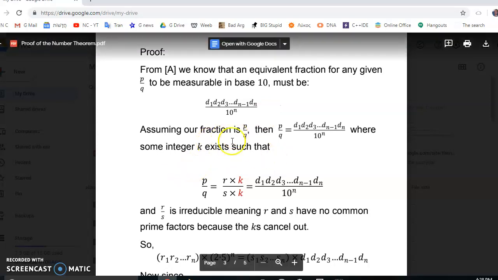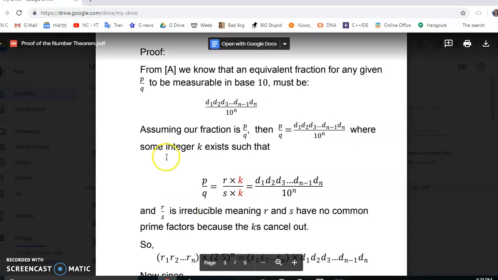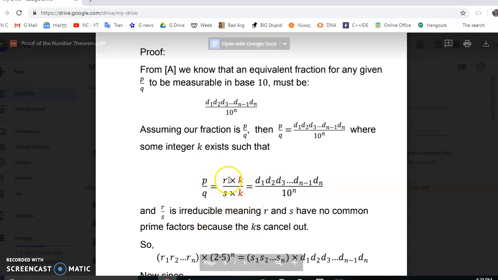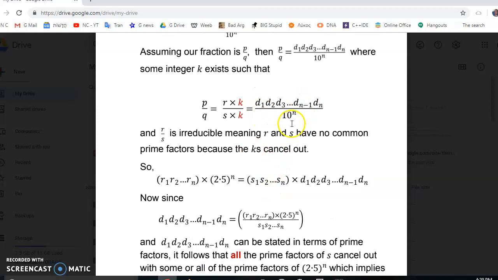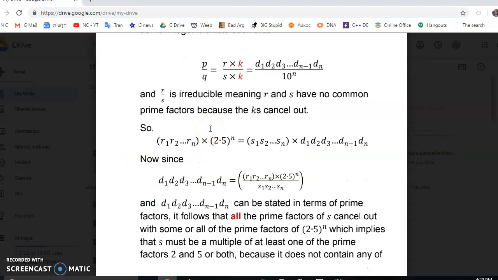Now, assuming that our fraction is p over q, then p over q is actually equal to this expression that you see over here, right? So, where some integer k exists such that p over q is equal to r over s times k over k, what this means is that r over s is the irreducible form, and the k's will cancel out, but it's still going to be equal to the same fraction over 10 to the power of n. So, we must note that r and s have no common prime factors because the k's cancel out.